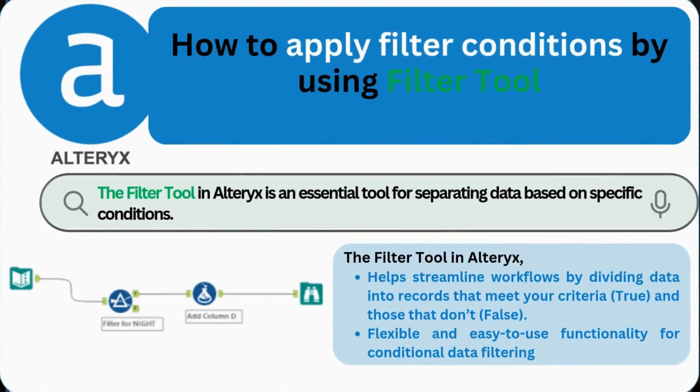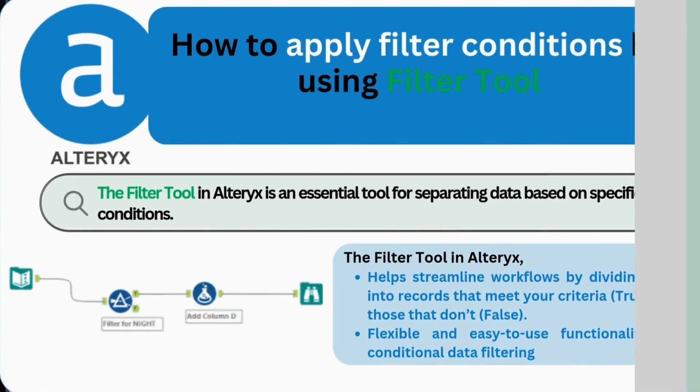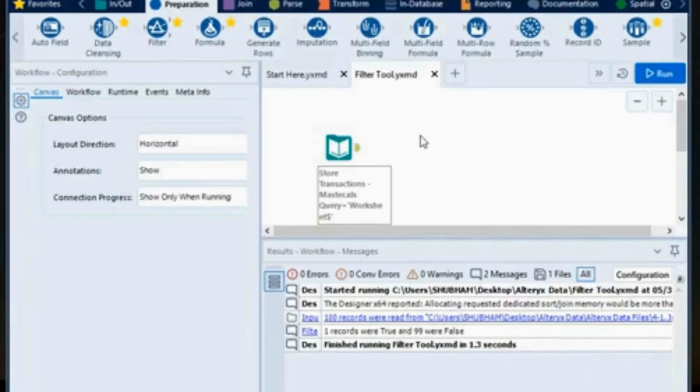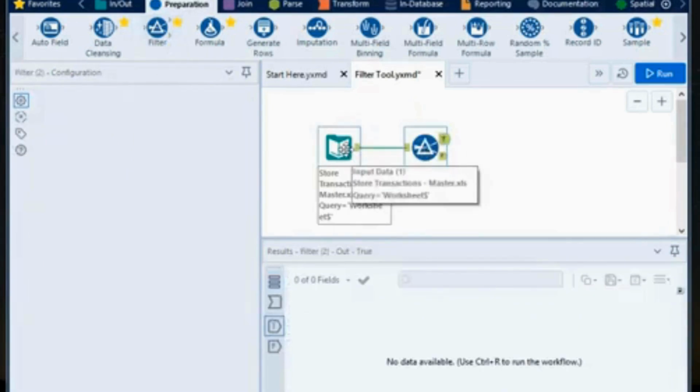Learn how to use the filter tool. The filter tool is basically used to filter your data set on certain conditions. It can be one condition or a group of conditions, right? So in order to use the filter tool, go to the preparation tab. From here, select the filter tool, drag and drop it onto the canvas. Make sure it is linked to the input dataset.